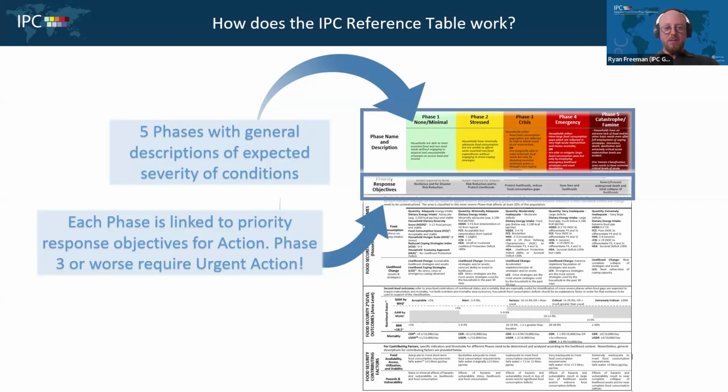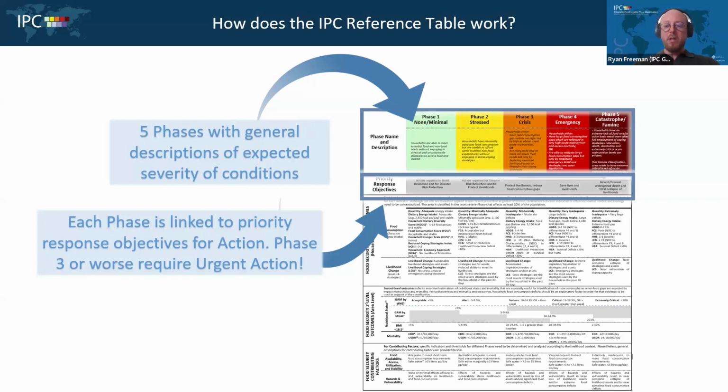So we have 5 phases, where each has their own general description of the severity of the condition, and also each phase has a priority response objective attached to it. So as an example, if you're looking at phases 1 or 2, you may be looking at more disaster risk reduction or resilience programming. Once you start moving across the IPC phases to the right, increasing severity, you're increasing the challenges that households are facing.